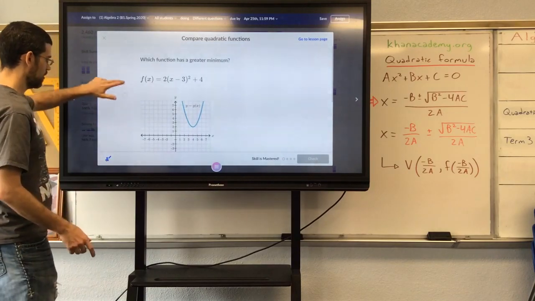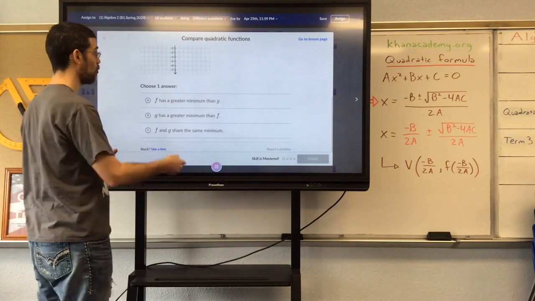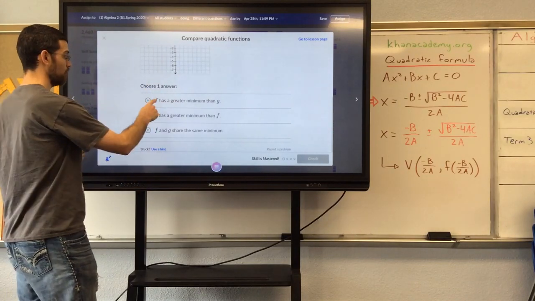All right. So f has the greater minimum because its minimum is 4. G's minimum graphically was 2.